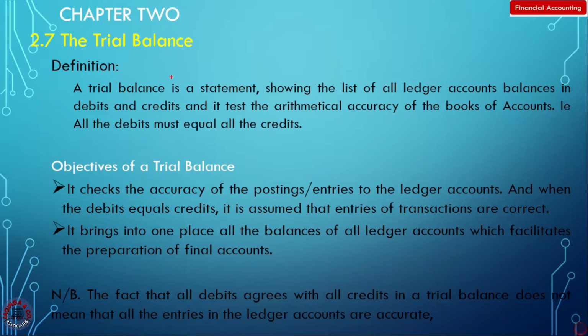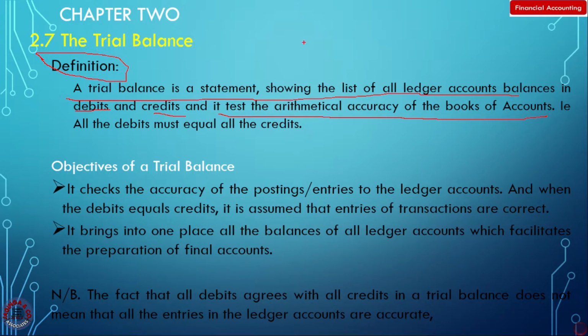Let's talk about trial balance. Now we are in chapter 2.7, the trial balance. The definition of a trial balance: we are saying that a trial balance is a statement showing the list of all ledger accounts, rather the list of all ledger account balances in debits and credits. Remember, the debit and credit balances are coming from the assets, liability, and capital. And then we are also saying that it tests the arithmetical accuracy of books of accounts.